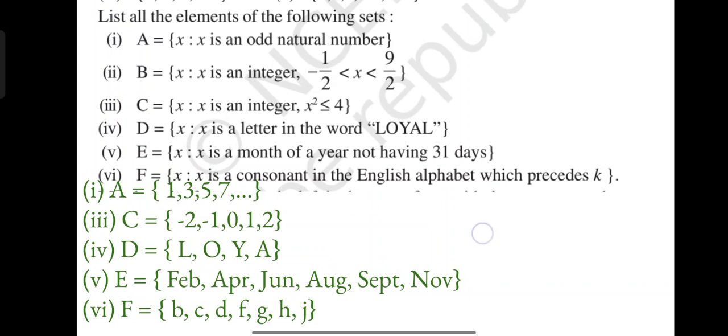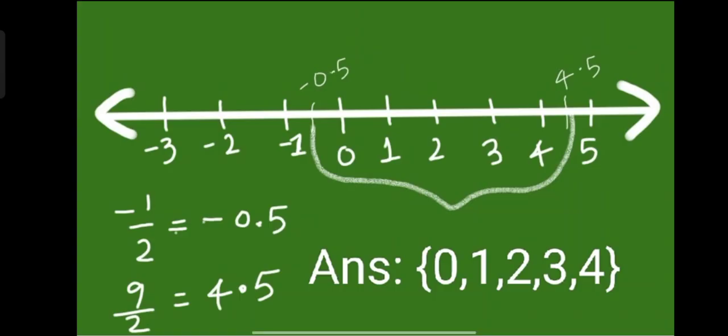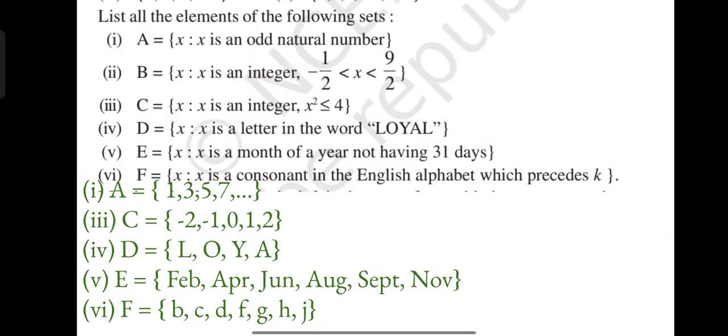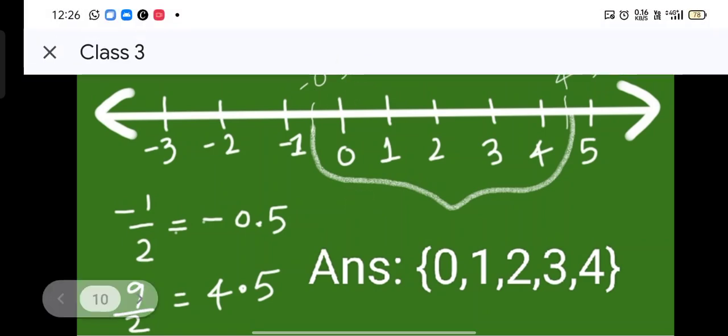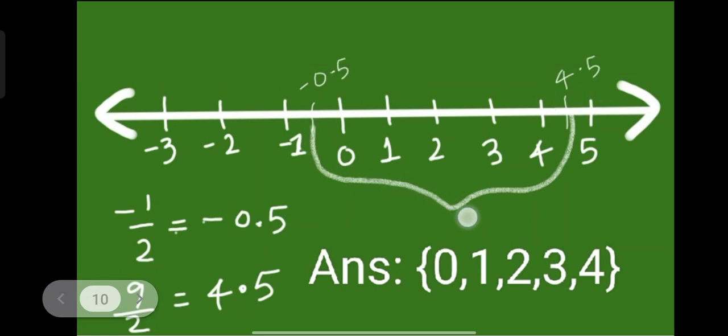And in this one, one question I have skipped. Okay, the second one, what is that? The number should be an integer, and it should be between -1/2 and 9/2. This is also something we have seen in the last video. So -1/2 is -0.5 and 9/2 is 4.5. We have to write only the integers coming between -0.5 and 4.5. So the set becomes 0, 1, 2, 3 and 4.